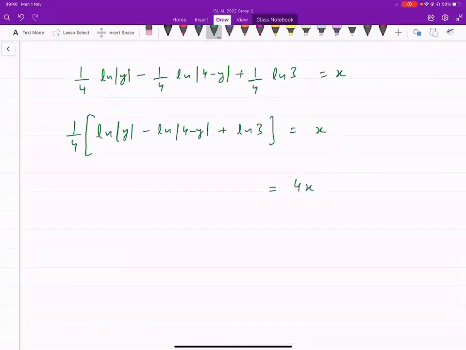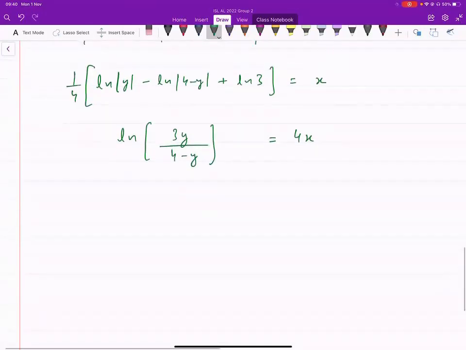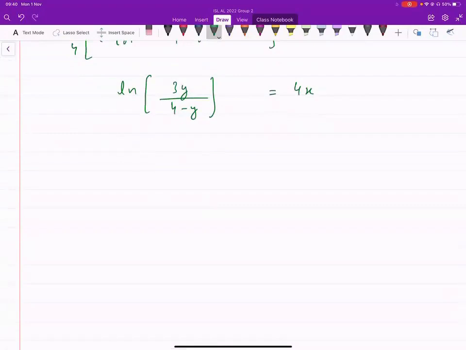We can apply the product and division rules here. It becomes log of 3y. So y and 3 multiply because they're being added. What is subtracted goes into the denominator, so you get 4 minus y in the denominator. Okay? Now that log goes to the other side, and e becomes the base of 4x. So we get 3y over 4 minus y equals e raised to power 4x.